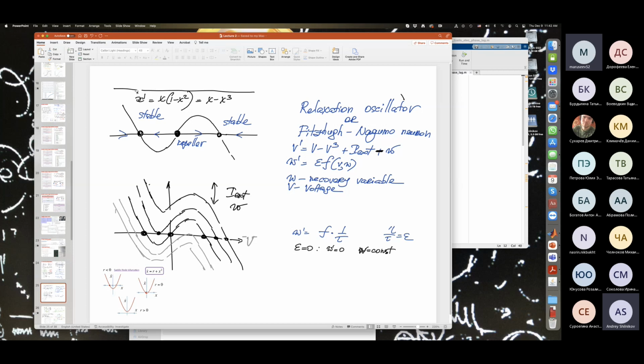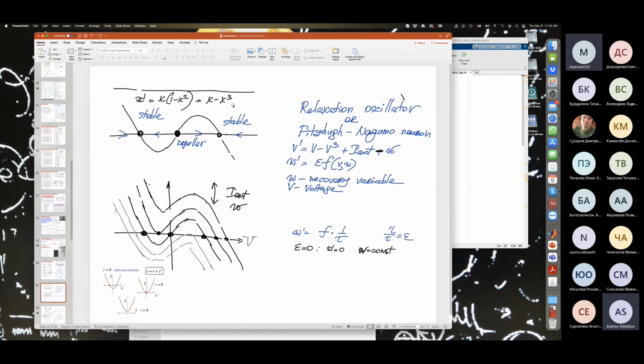Okay, so next we consider this equation, which is basically cubic, and cubic is going to give you this profile, this graph. So therefore you have 3 equilibrium states, 0, -1, and +1. The slope here is negative, which means this point is stable, unstable, unstable.